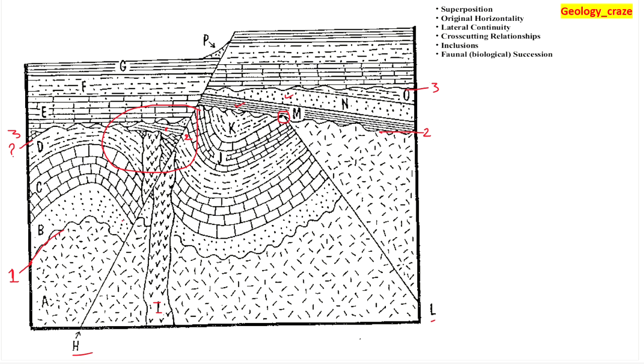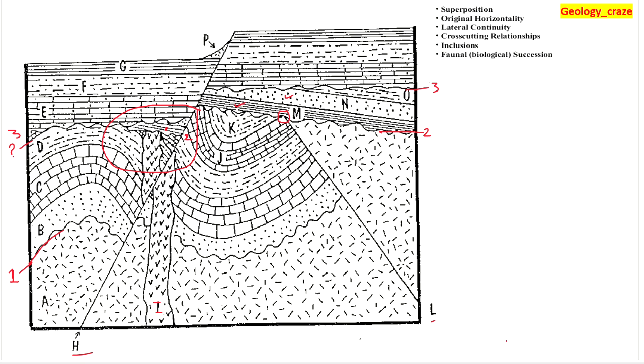Now, which one is the older one? We look at this part. A is intruded by 1 as well as unconformity 2. In this part, this is a granitic body. A is a granite, and it acts as a basement for the deposition.